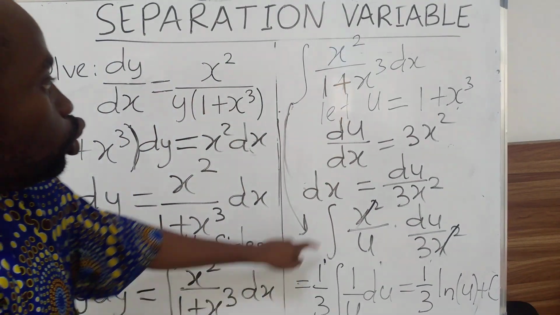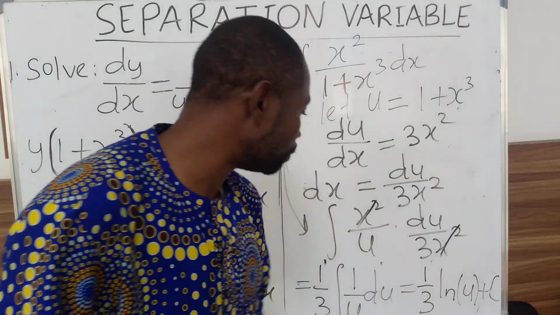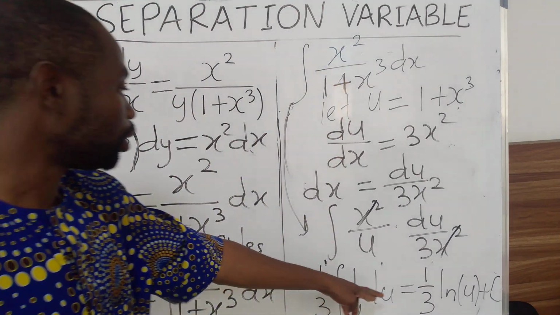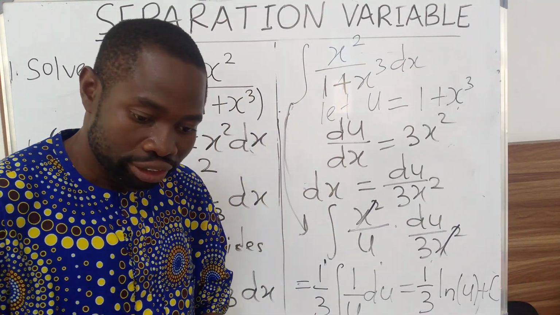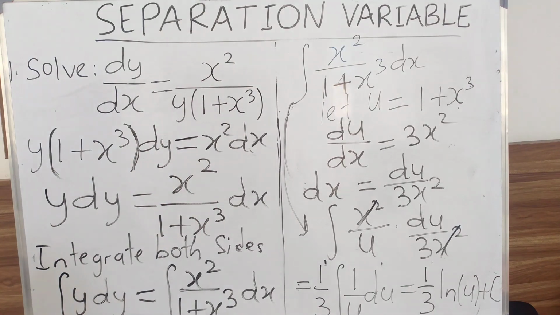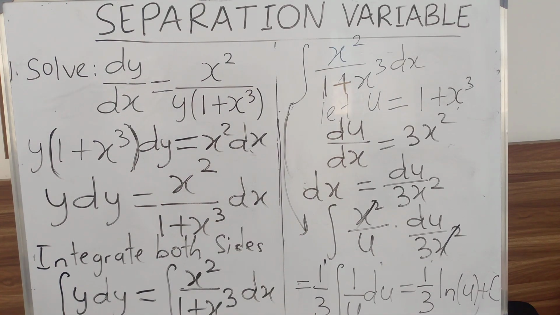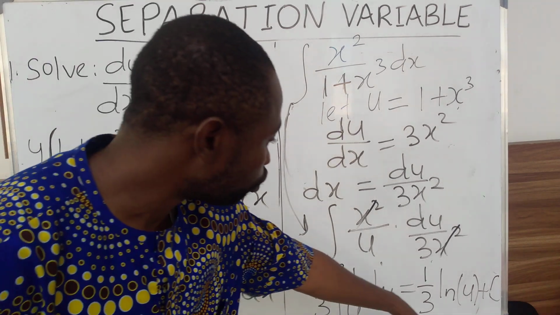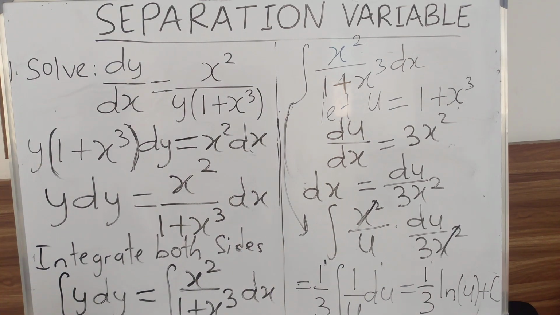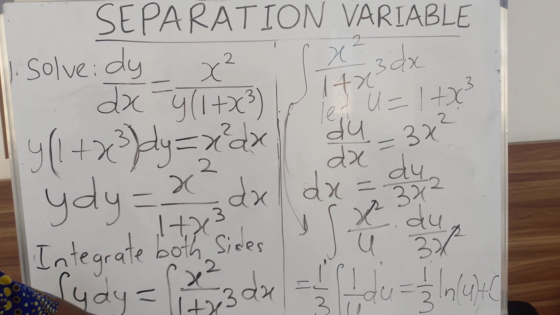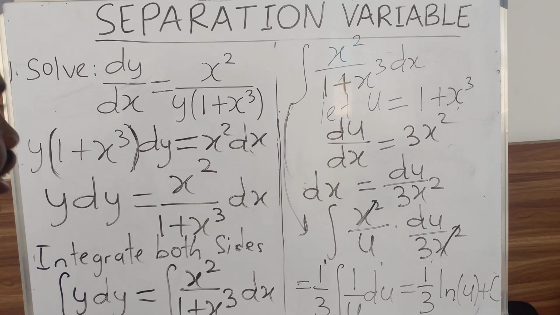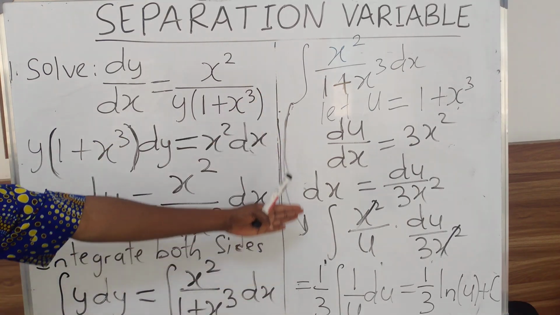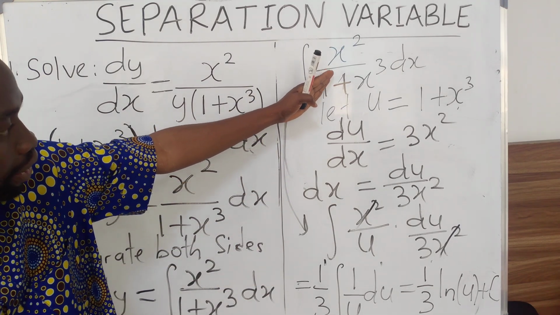Then you now return back to u. Your u is 1 plus x cubed. So that means the answer is now 1 over 3 ln of 1 plus x cubed plus c. So this is what we call integration by substitution.